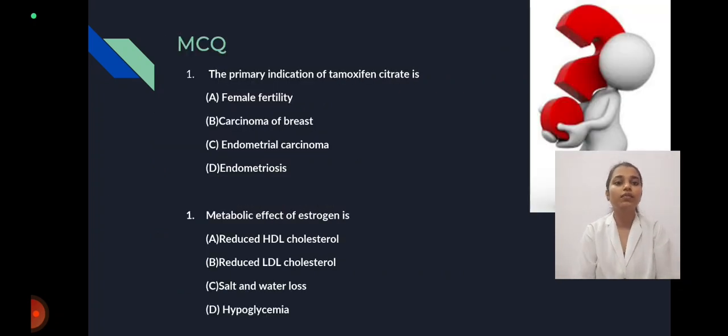So now we will discuss some MCQs. The first question is, the primary indication of tamoxifen citrate is. Tamoxifen citrate is used in the treatment of carcinoma of the breast. So what are the options? Option A is female fertility, no. B is carcinoma of the breast, yes. C is endometrial carcinoma. D is endometriosis.